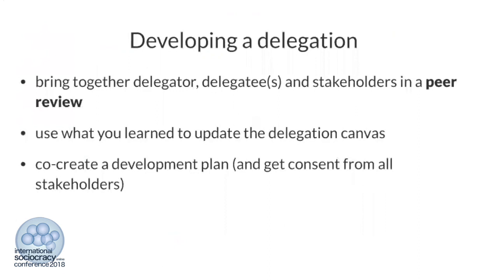Our suggested way of going about the development is doing a peer review. That's a pattern that's in Sociocracy 3.0, and it's also in SCM in a bit of a different way. And so you co-create learning in this peer review together, and you co-create a development plan and use what you learned to update the delegation canvas to clarify how the domain is cut, after you worked on it for a while and learned a bit.